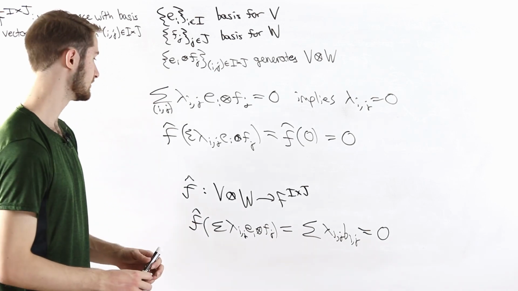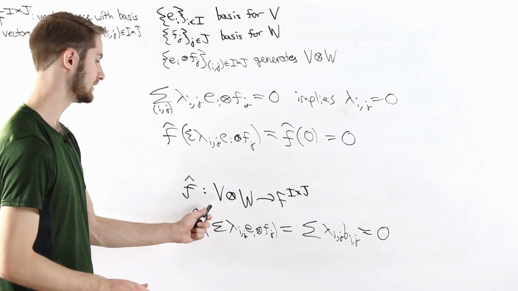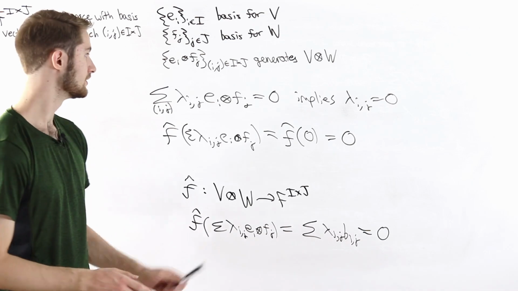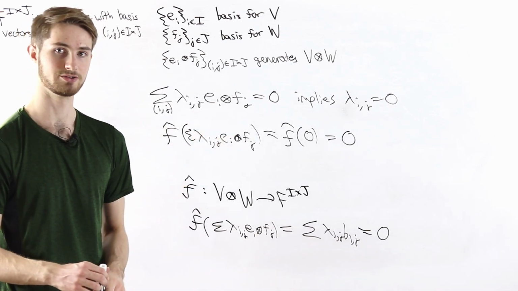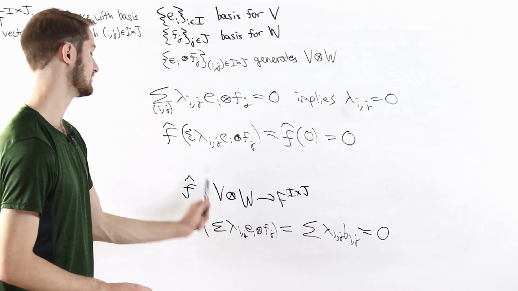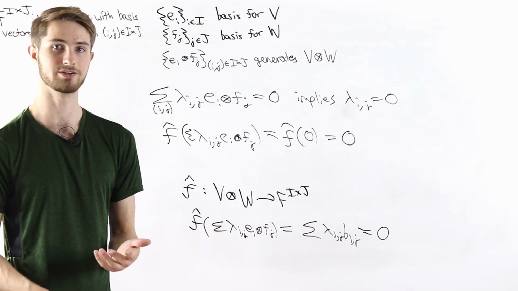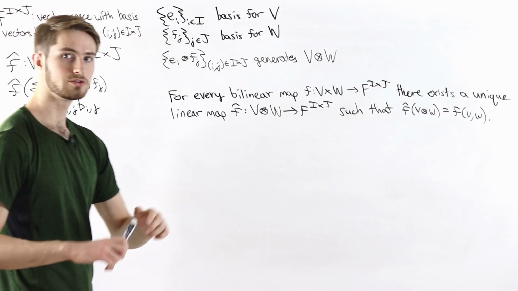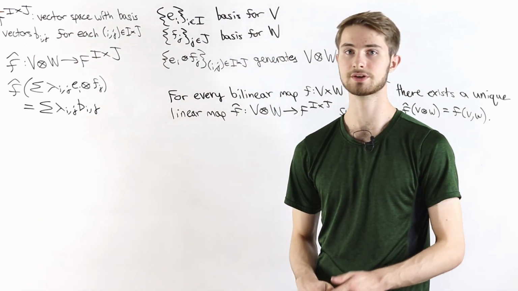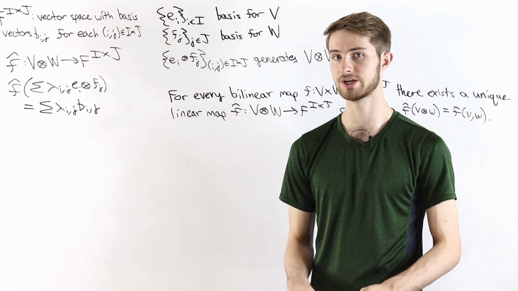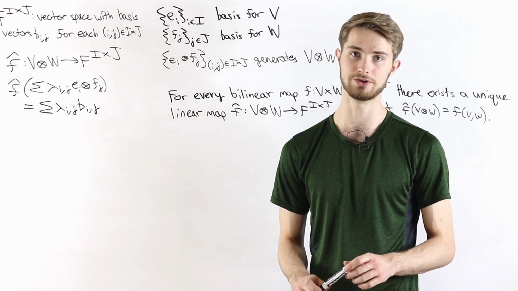So what we just found is that if f hat is a well-defined linear map, we automatically get that these pure tensors are linearly independent. Our new objective is to show that f hat is well-defined and linear. So we ultimately want to define this function on the tensor product. But in general, it can be difficult to check whether a function on the tensor product is well-defined.